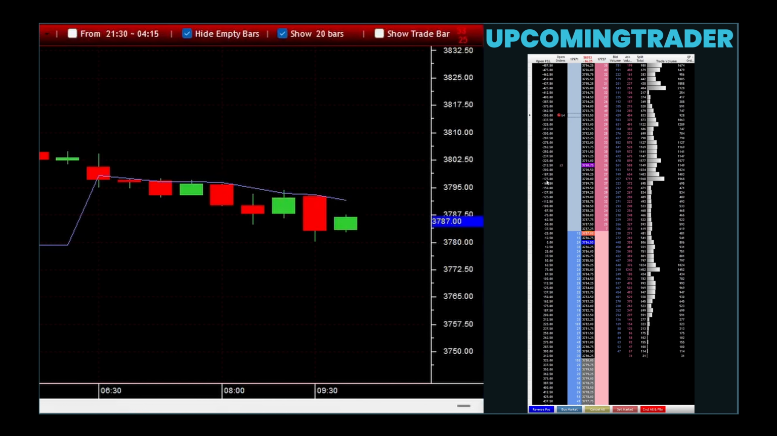However, if the three outside down pattern appears during a downtrend, it can act as a continuation pattern, suggesting that the downtrend is likely to persist. This happens because the pattern confirms that sellers are still in control, driving prices even lower. Illustrating this with chart examples, imagine a scenario where the market has been experiencing a steady uptrend.